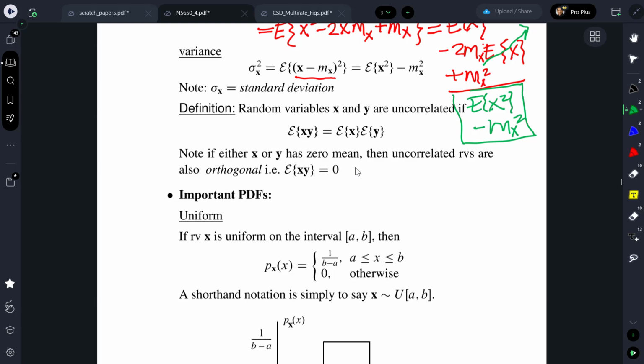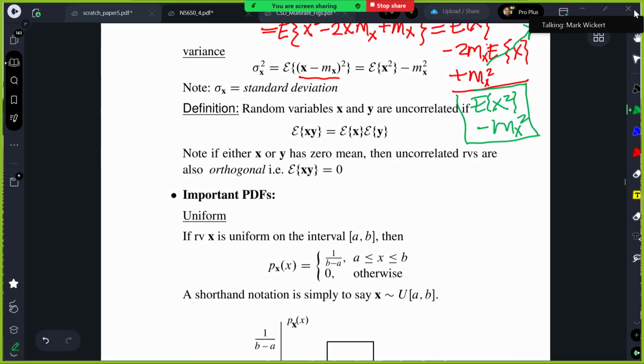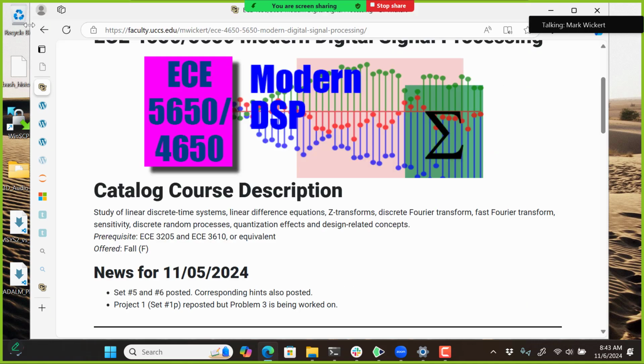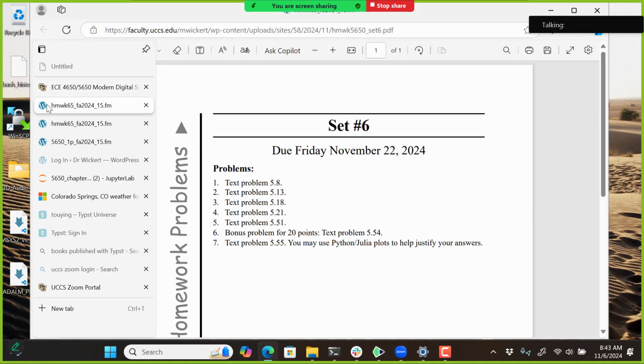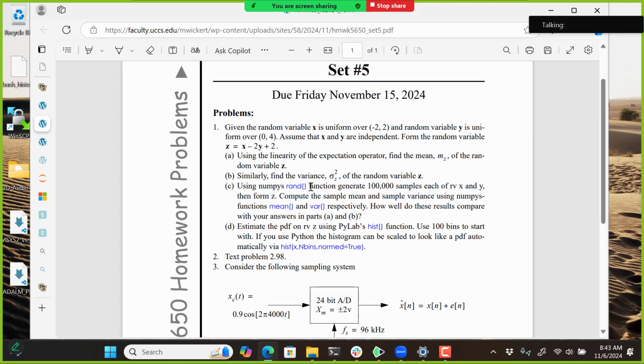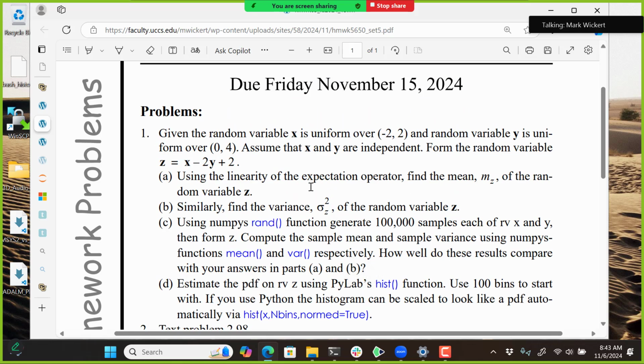Why am I going to dwell on this? Let me just jump over for a moment since it's convenient here, and look at the very first homework problem. In this very first homework problem, I'm giving you a random variable x, saying it's uniform on minus 2 to 2, and another random variable y that's uniform on the interval 0 to 4, and I'm saying assume that x and y are independent. I want you to form the random variable z, which is a function of x and y and some constants.